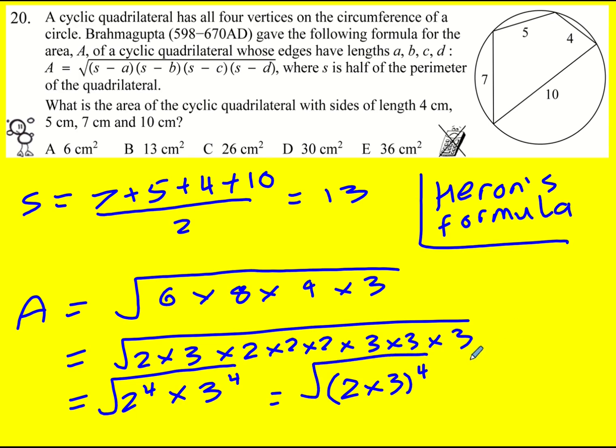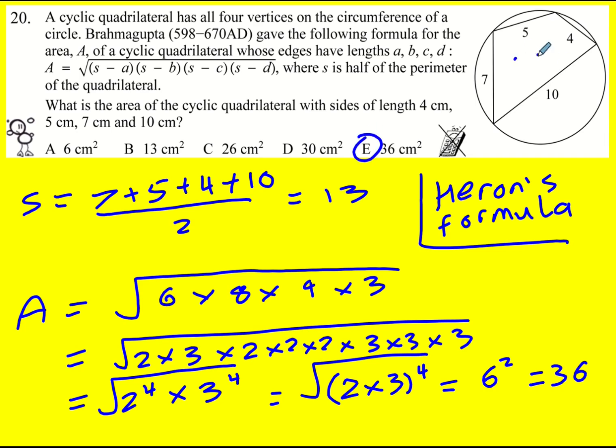All these little rules of indices come in, which you may or may not have seen. So it's 6 to the power of 4 square rooted. And when you square root a power of 4, you get back to a square. So the answer is simply going to be 6 squared, which is 36.